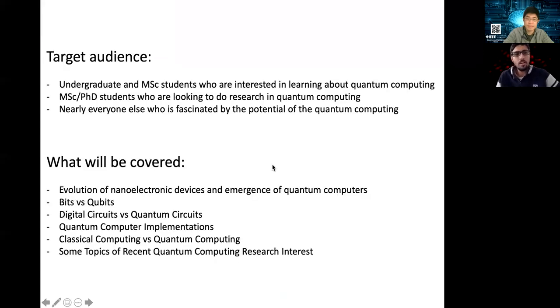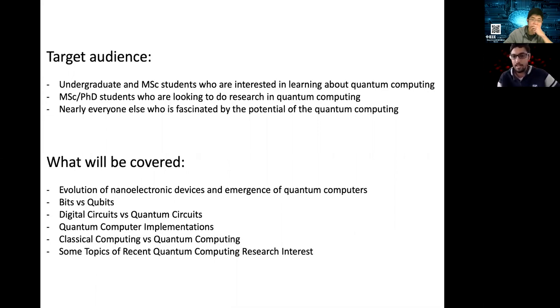So this talk is basically not like a research seminar or advanced talk, rather it's a very fundamental talk, and the target audience are undergraduate and MSc students who are probably interested in learning about quantum computing or who are looking to do research in the area of quantum computing. And also this talk is for everyone else who is just fascinated by the potential of quantum computing to solve real world problems.